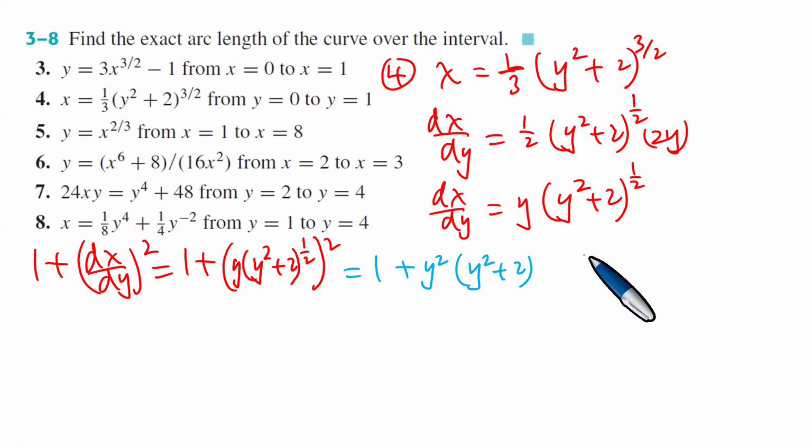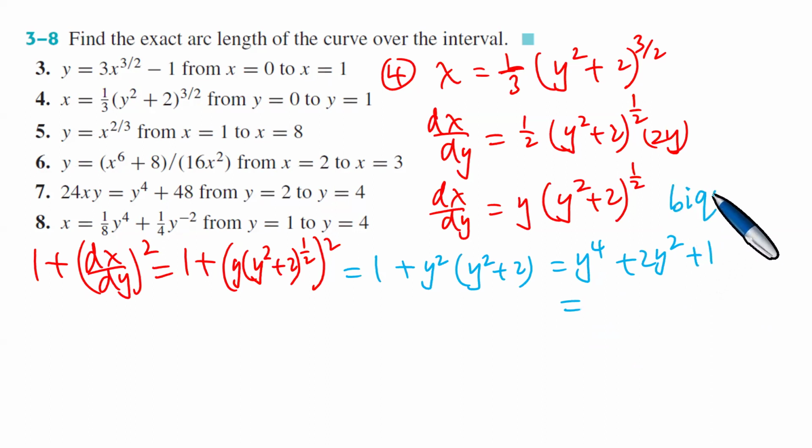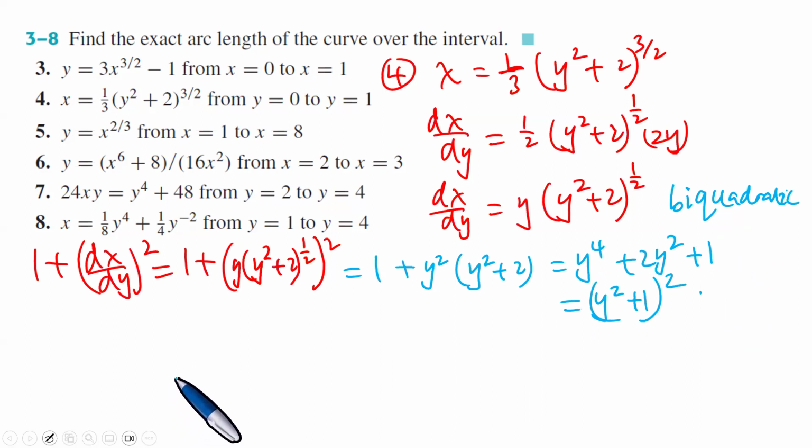And this is exactly what? It's y to the 4th power, 2y squared plus 1. It's a biquadratic equation. This is biquadratic. And therefore, you can write it as y squared plus 1. And then you put the square like this. You can see that you can get 100% in this section. But now we got exactly this here. So we're doing the 4th one.